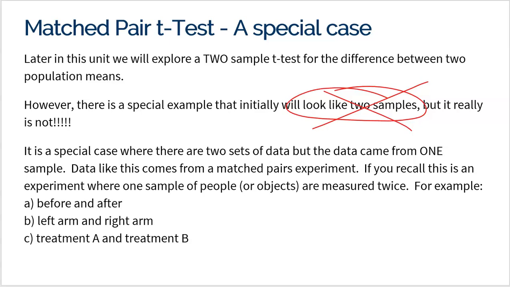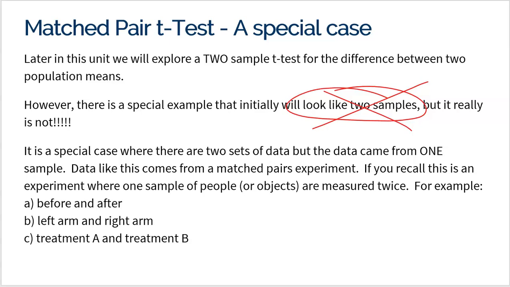A couple of examples are, if you have a group of people, you measure them before and then you measure them after. So maybe you measure them before they take a pill and then you measure them after they take a pill. So you only have one sample of people, but you have two measurements from them. And what matters most is not what happened before or what happened after. It's the difference between that one person's before and after.